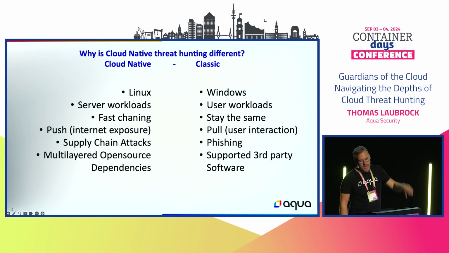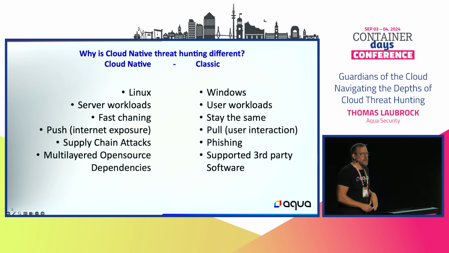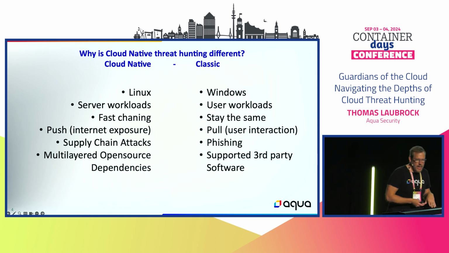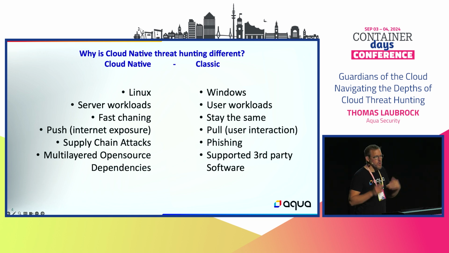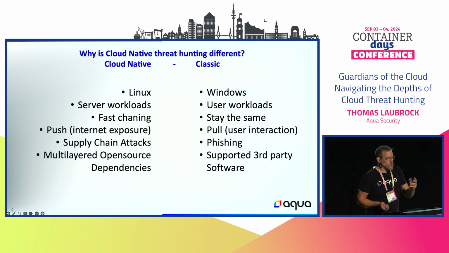you typically attack a cloud-native application or any server application by push. So internet exposure, you reach out to the resource and try to land an attack. In opposite, nowadays on the end user's space, it is typically a pull. You try to trick a user to click a link to download something, and then something happens. In opposite, you typically can't reach the user workload from outside, right?